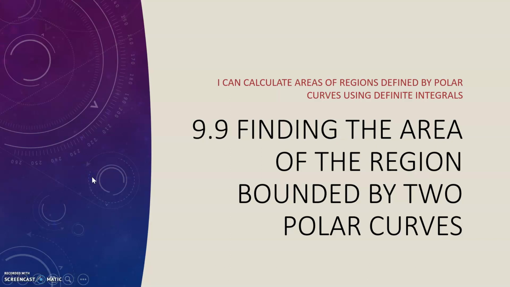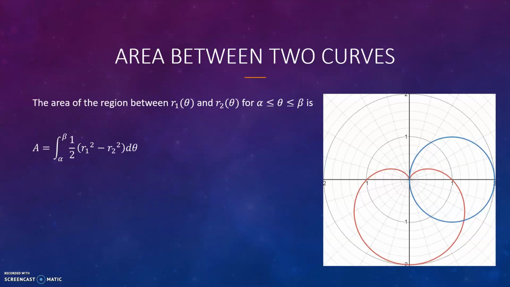So the last section of chapter 9 is about finding area when you have more than one polar curve. One possibility is that one of your curves is farther away from the origin than the other. Here's an example in this picture. I'm going to look for the area that is outside of the cardioid and inside of the circle.